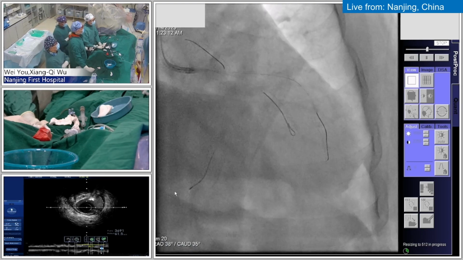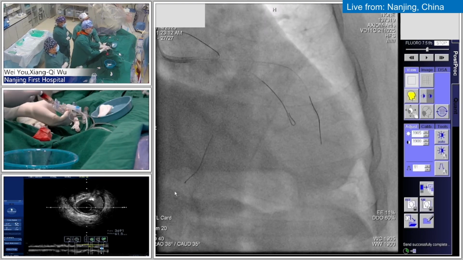Very focal lesion. So I just want to take a picture. Okay.